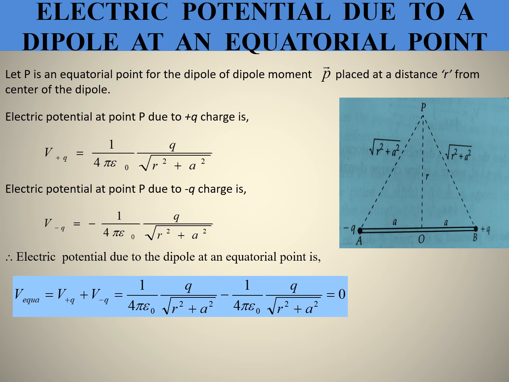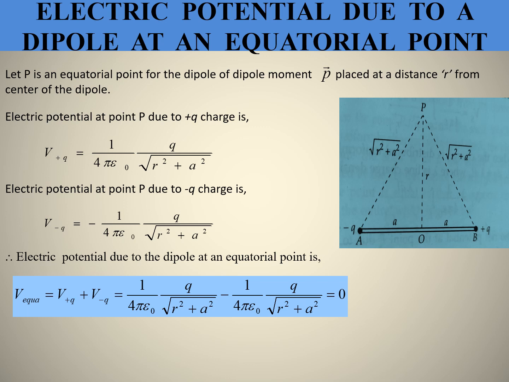Let us now come to the derivation of electric potential due to a dipole at an equatorial point. So again we consider the same dipole which contains the two charges plus q and minus q separated by a small distance twice a as shown in the diagram, and O is the center of the dipole, and let P be a point lying on the equatorial line at a distance of small r from the center of the dipole.